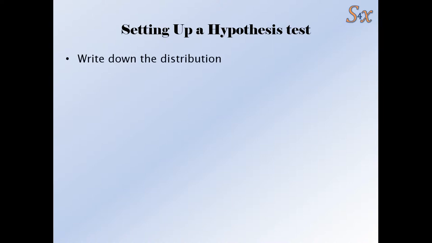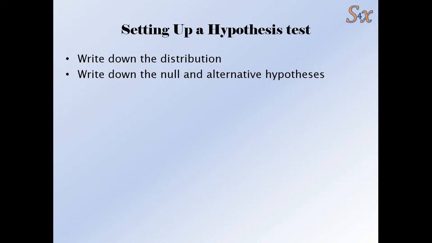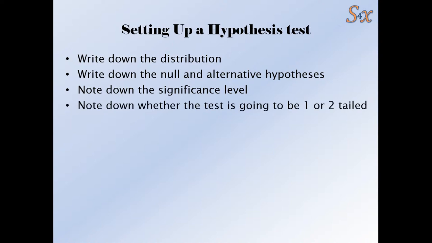So how do we set up a hypothesis test? I've been through this in the binomial distribution, but always write down the distribution. It's just a really easy thing to do, and it sets you on the right track for the question. Write down your hypotheses, the null and the alternative. Write down what your significance level is, and write down whether we're going to have a one-tailed test or a two-tailed test. You'll be able to see that by looking at the alternative hypothesis.